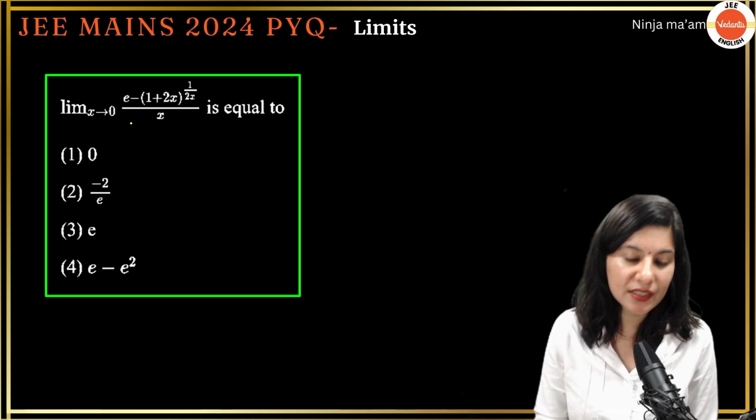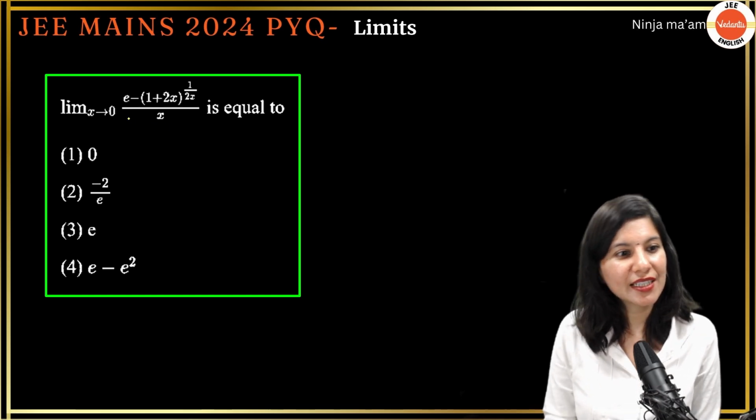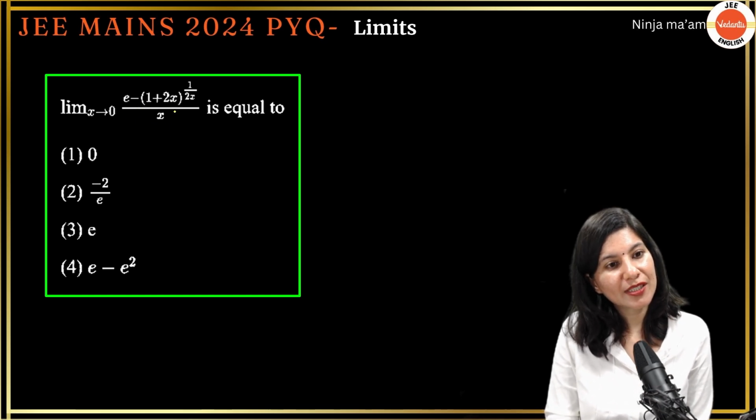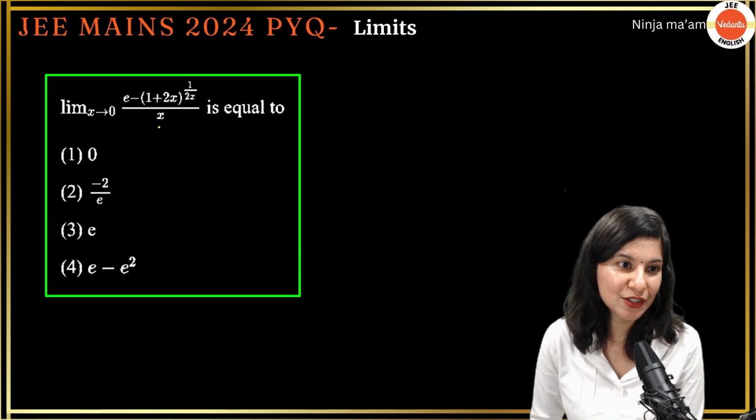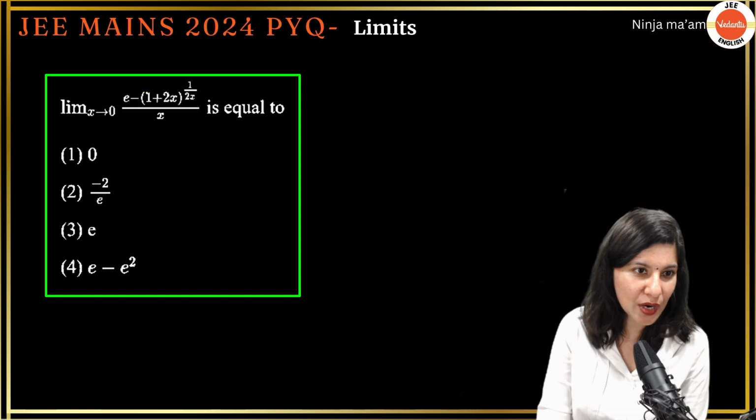Now we have another question on our screen. It is the limit of e minus 1 plus 2x to the power 1 by x. Again, I highly recommend checking the form of it. 0 by 0 form is getting created. Let me show you how.